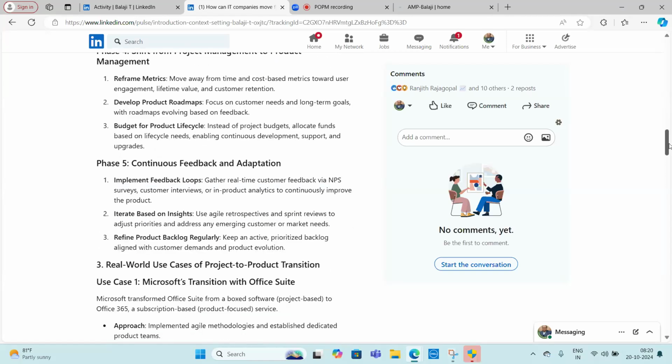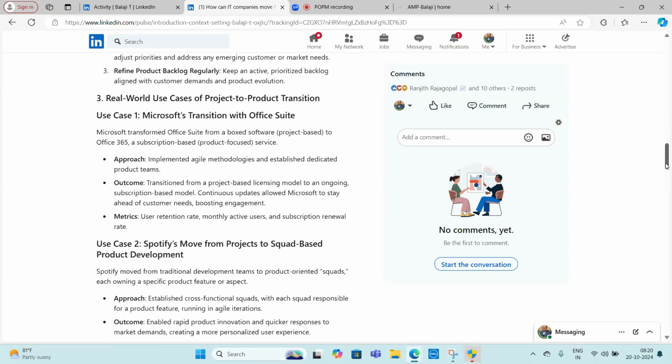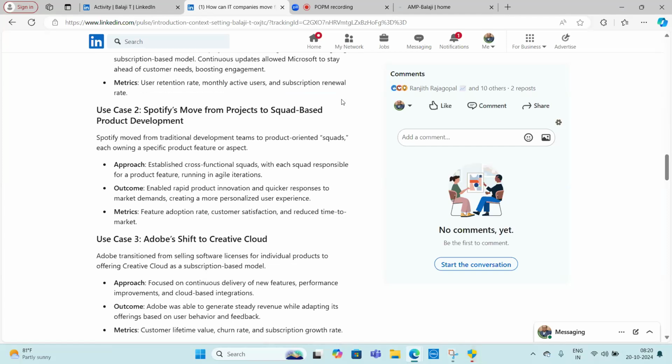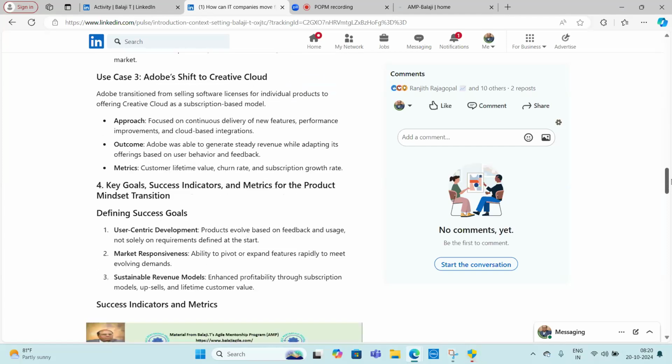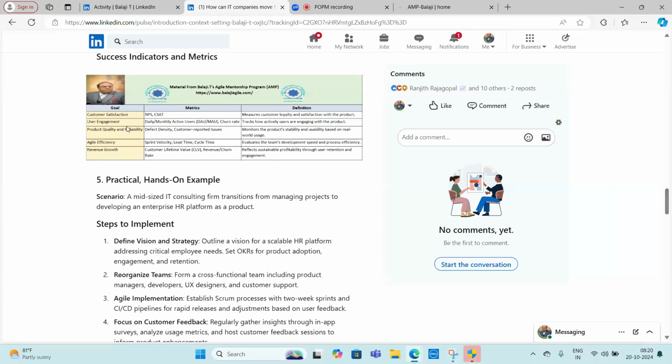Then you actually do activities to move from project to product. I have also given some real life examples. I have just given some 3 to 4 use cases and some goals. In terms of project to product, what could be the goals and how am I going to measure it? What is the definition of it? I have mentioned over here.